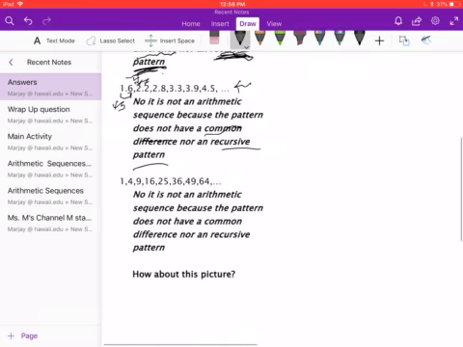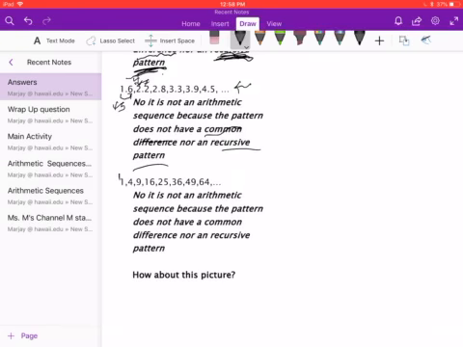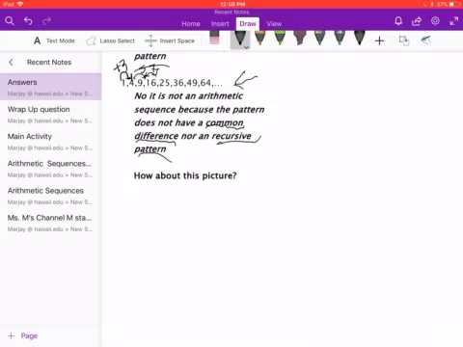No again, because from 1 to 4 they added 3. From 4 to 9, they added 5. From 9 to 16, they added 7. So they're not adding a fixed number to every term, so it doesn't have a common difference nor a recursive pattern. How about these?